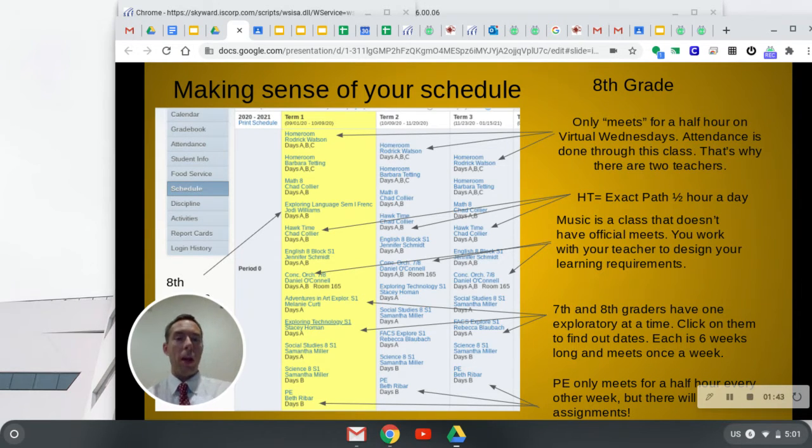Just know that you're going to have to do your daily check-in through your homeroom Google Classroom. You have to do that every single day we have school. I'll show you how to do that in a minute. Mrs. Tedding is on here so she can help me do attendance. Then you have your math class.